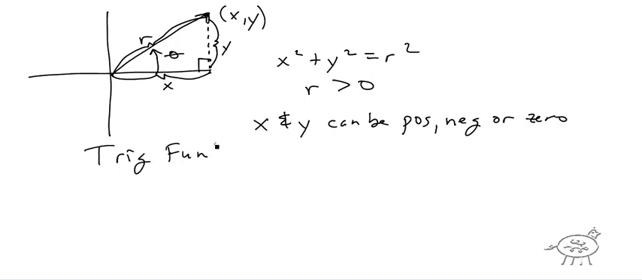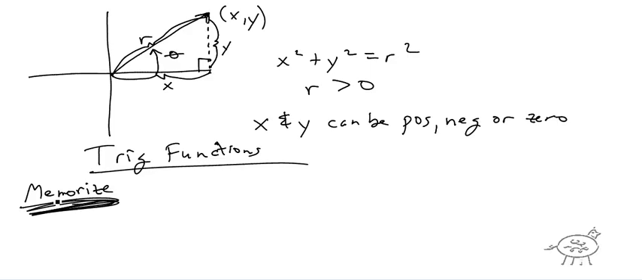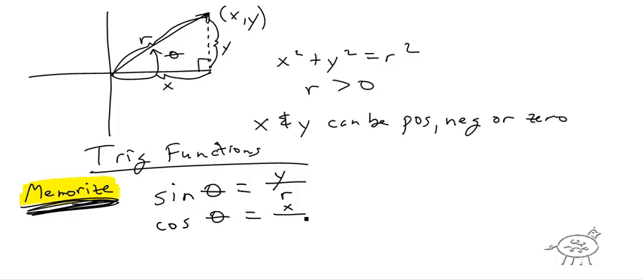This is actually huge. Trig functions. This is so important, I just can't stress this enough. You need to memorize this. That is so huge. Okay, I'm going to highlight this. You got to memorize that. All right. The first one is sine of theta is equal to y over r. The cosine of theta is equal to x over r, and the tangent of theta is equal to y over x.